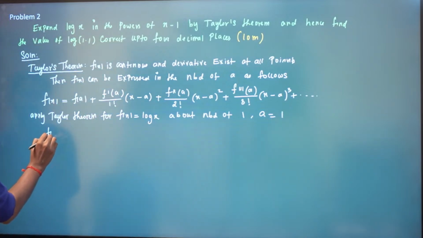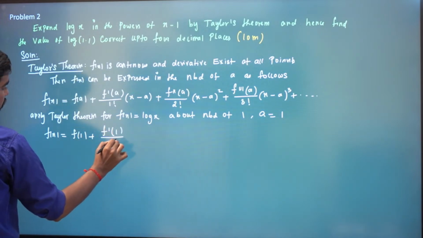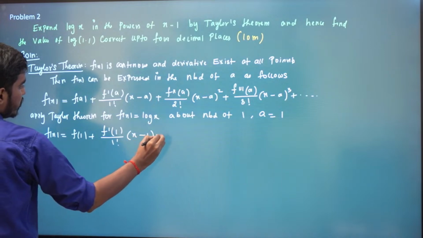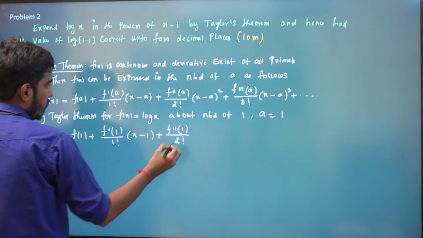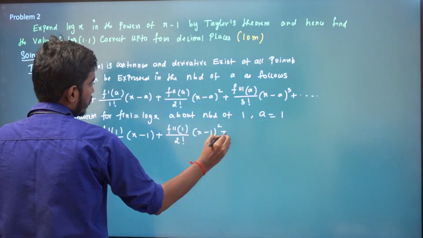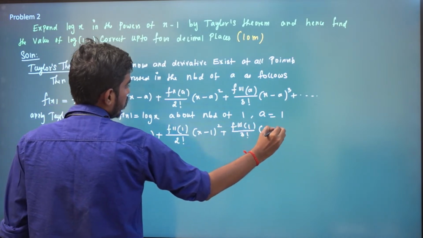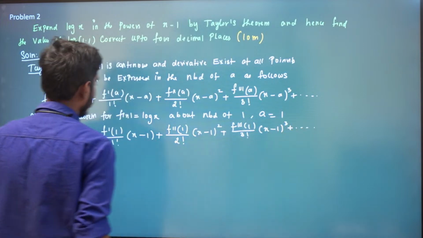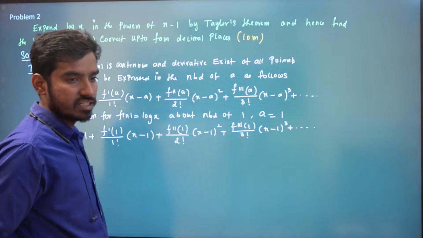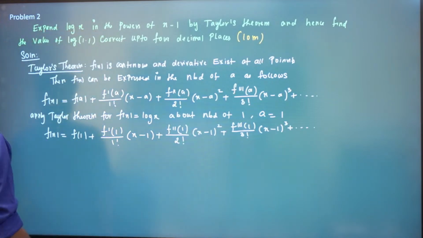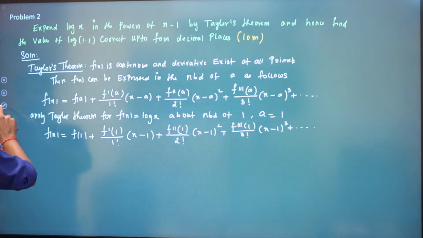Then this f of x will be equal to f of 1 plus f dash of 1 by 1 factorial x minus 1 plus f double dash of 1 by 2 factorial x minus 1 whole square plus f triple dash of 1 by 3 factorial x minus 1 whole cube and so on. You can see we have expressed f of x in the powers of x minus 1. Here the power is x minus 1 whole power 0. Now we need to find f of 1, f dash of 1, f double dash of 1, f triple dash of 1 and so on. That we will find now.